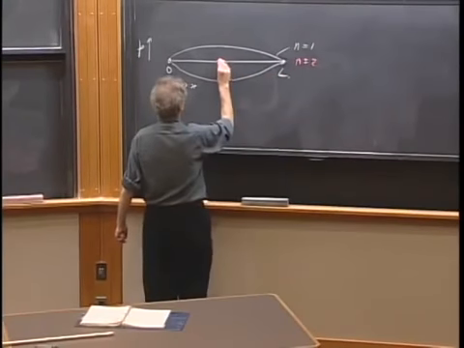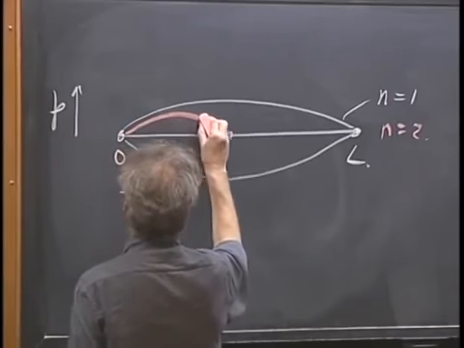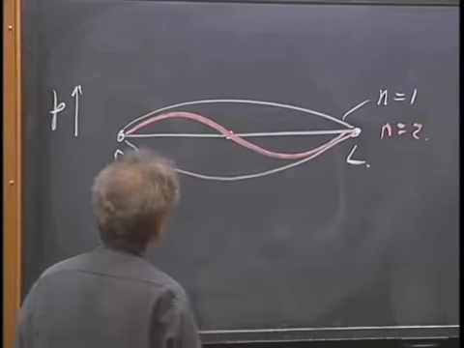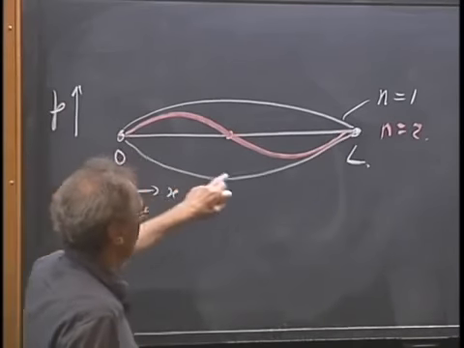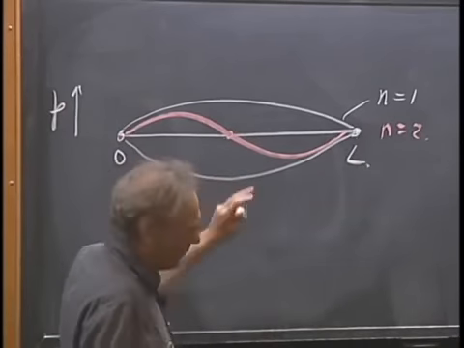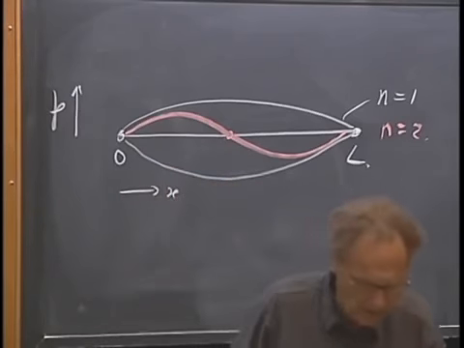And when you go to n equals 2, then you get another node in pressure here. And so now you get this. Always a pressure node here, always a pressure node there, but now you end up with another pressure node there.